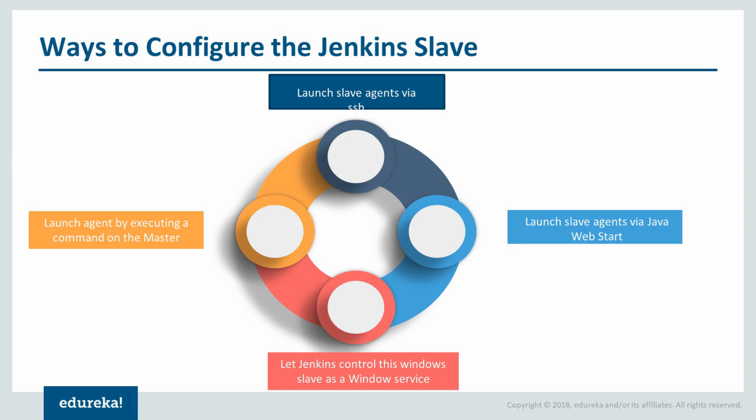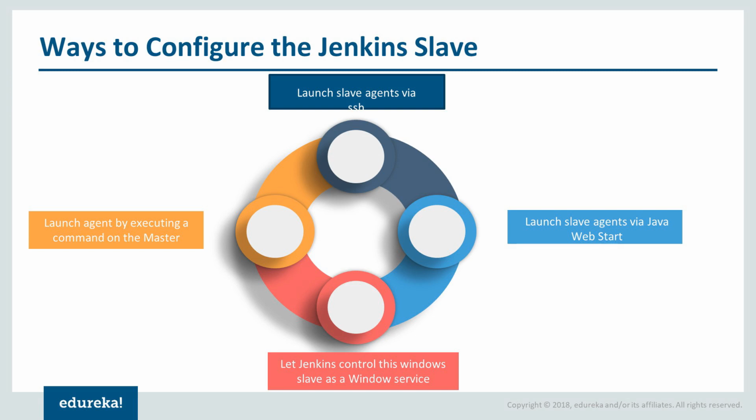And you can also let Jenkins control the Windows slave as a Windows service. You can configure the agent as a Windows service, and it will run in the background, and it will be initiated by Jenkins as and when needed. And also you have an option of launching the agent by executing a command on the master. You can save some scripts, you can do some pre-configuration, and then whenever you want those nodes to be connected to the master, you just need to run this command on the master and it will call the agent, configure the agent, and put the load on those agents.